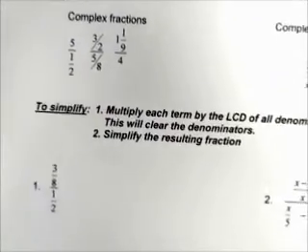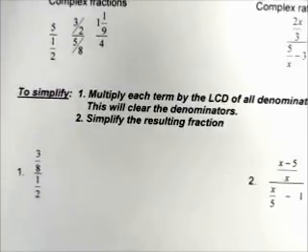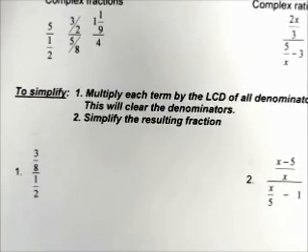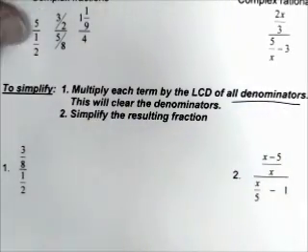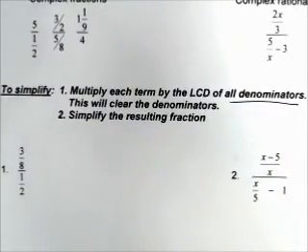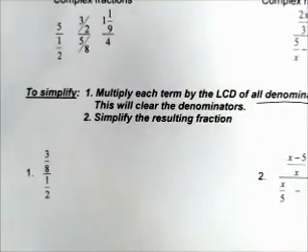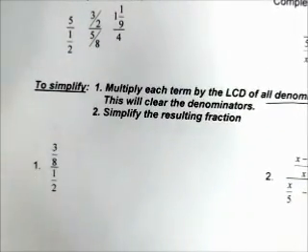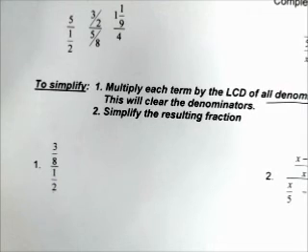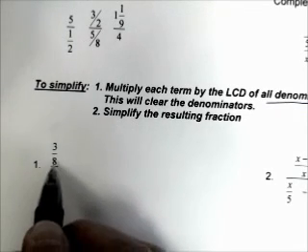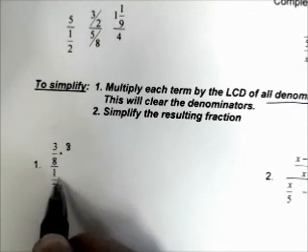Now to do this, we're following these two steps. Multiply each term by the least common denominator of all the denominators. This will clear denominators, then simplify the resulting fraction. For example, 3/8 divided by 1/2. Okay, our denominators are 8 and 2. So we multiply by the least common denominator. Least common denominator of 8 and 2 is 8. So we multiply by 8.